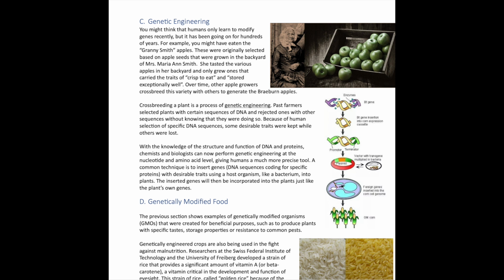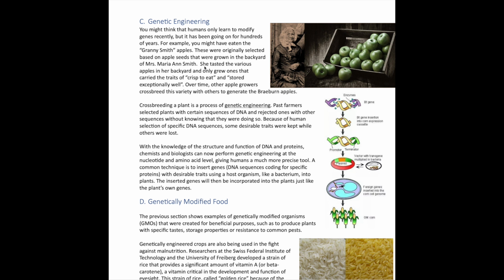Now, humans themselves have done this type of selection with different types of plants. Here is an example. You might have eaten these Granny Smith apples, which are these green apples that have a little tart taste and are pretty crisp. These were actually originally grown by accident in the backyard of Mrs. Maria Ann Smith in Australia, and she tasted the various apples that grew and figured out that she liked the one that has this crispness to it. And as it happens, these same apples also stored really well, so they could be used much later.